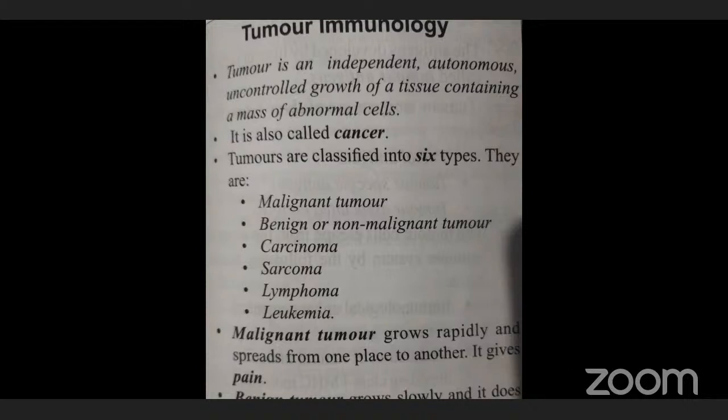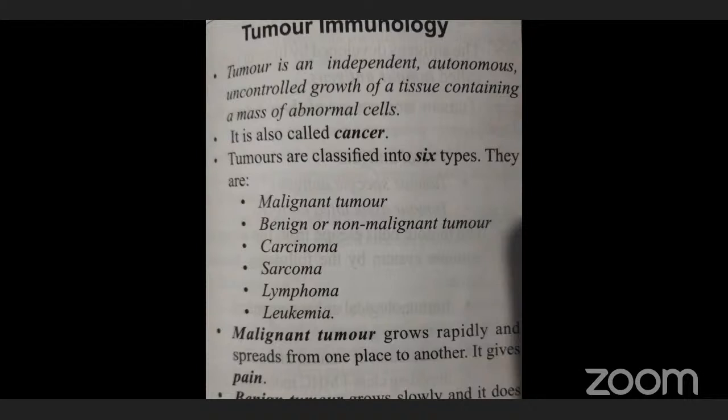The last one is leukemia. Leukemia means tumor of white blood cells, WBC. Tumors occurring in the white blood cells are called leukemia. So those are important NEET questions. So kindly note it: what is the meaning of a malignant tumor, and what is the meaning of a non-malignant tumor?